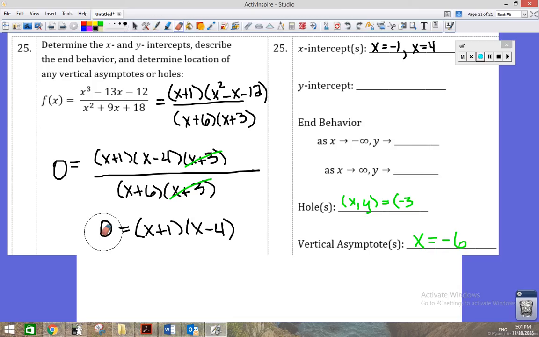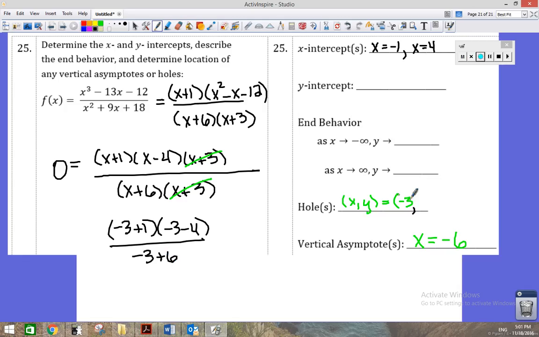Now, while I have this reduced, let's go ahead and get our y-coordinate here. Let's plug in a negative 3 plus 1, a negative 3 minus 4, and a negative 3 plus 6. Because if I would have taken that negative 3 and plugged it into the original, I would have gotten 0 divided by 0, which is undefined. And remember, I'm not trying to find a point that's on the graph of f. I'm trying to find a point that I guarantee is not on the graph of f. It's a hole in the graph.